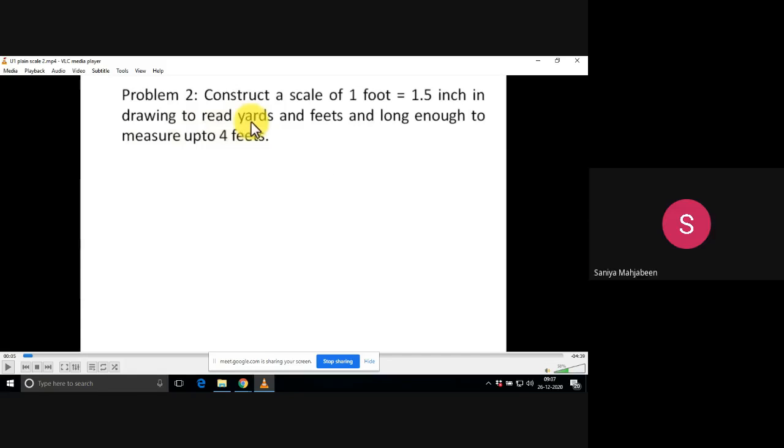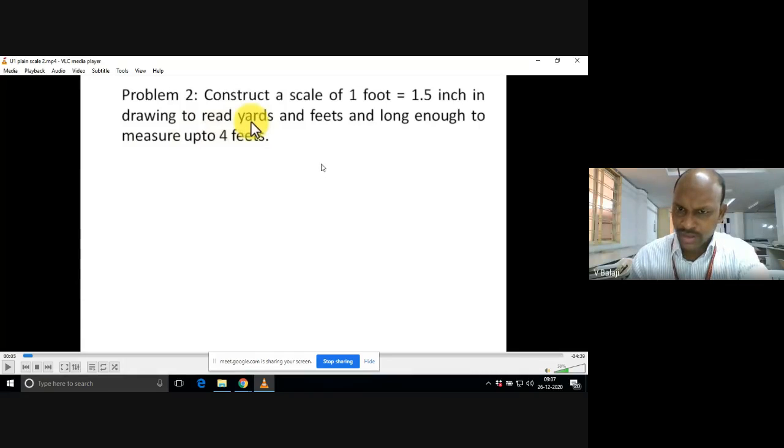We have already done one. Drawing size by actual size of object. Okay. Now, can you tell me using that formula what is the RF from the given problem? What is the drawing size? What is the actual size? So 1 by 1.5. Is it correct? Anybody else? Is it correct?